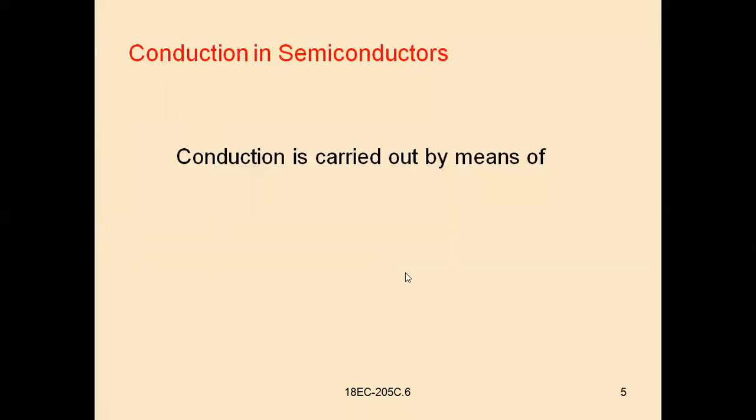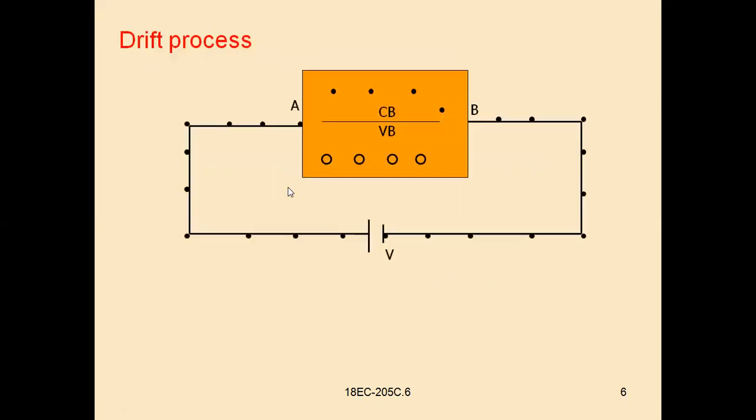Next, conduction in semiconductor. In semiconductors, the conduction is carried out by two processes. They are drift process as well as diffusion process. The conduction is carried out by two processes, drift process and diffusion process. Let us see what is drift process.